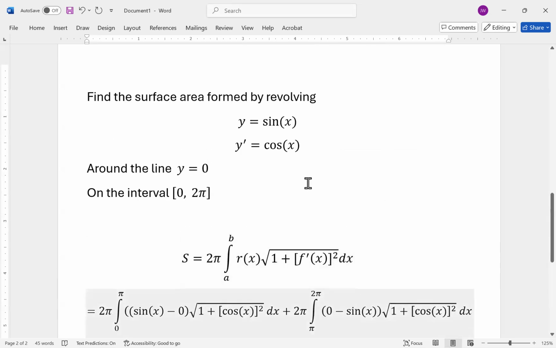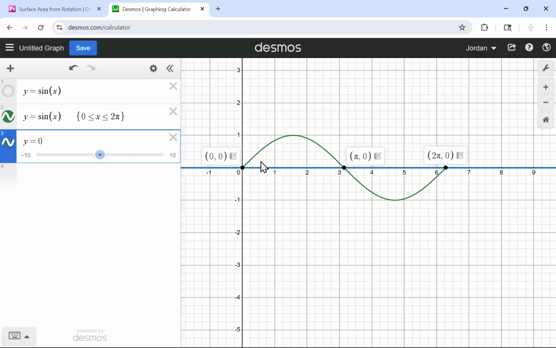Again, that figure was taking sine of x and rotating it around the line y equals 0. So in other words, the x-axis. So that's something to be careful of. If your curve crosses through the line you're rotating it around, you have to realize that maybe some sections of the curve we have to rewrite so that we have a positive radius on all of these.